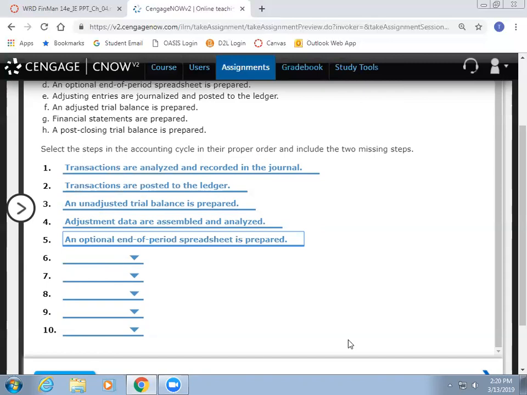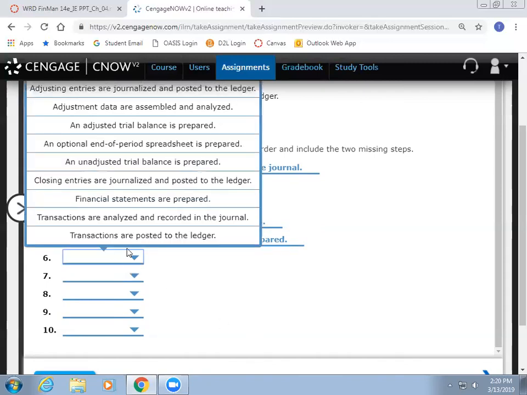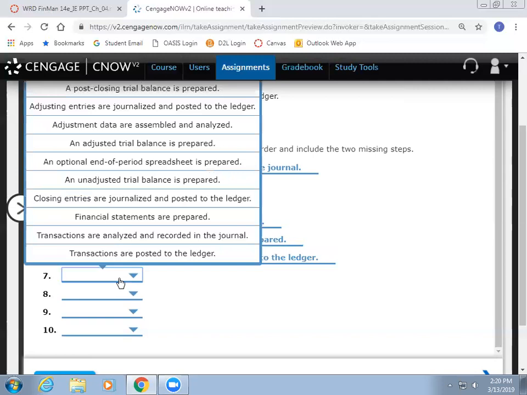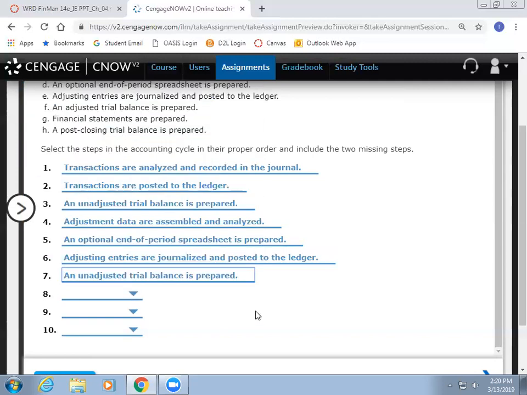After we do that, then we do actually go and journalize and post our adjusting entries. So adjusting entries are journalized and posted to the ledger. And then after that, we do an unadjusted trial balance. So step 7 is an unadjusted trial balance is prepared. So steps 4 through 7, we did in chapter 3. That was all adjusting entries, okay?